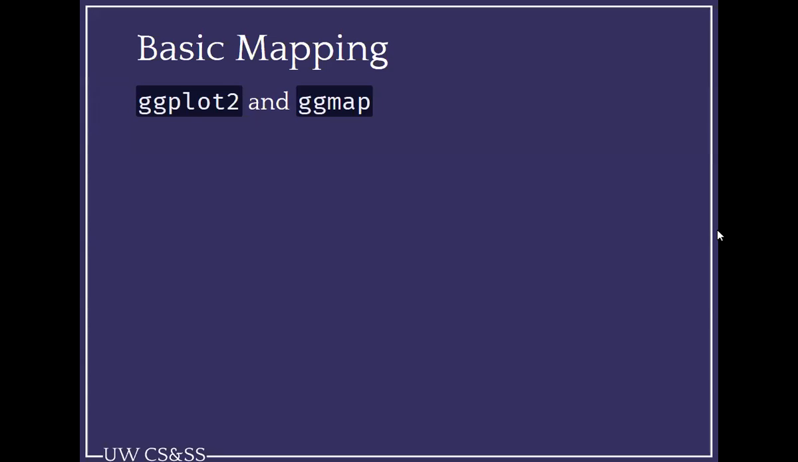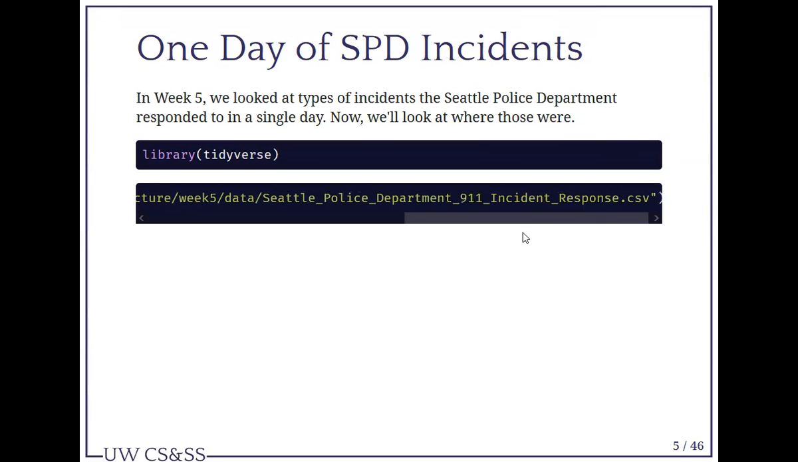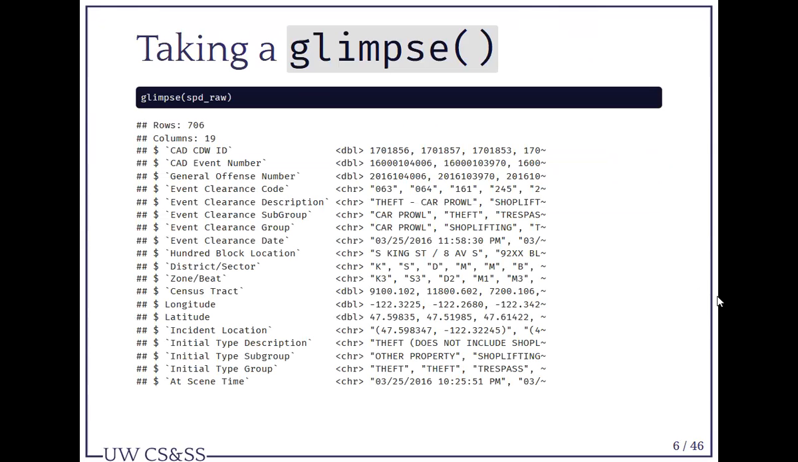Let's talk about some basic maps. So I'm going to use that one day of SPD incidence data that we had from week 5 in those slides. We looked at types of incidents the SPD responded to in a single day. Here, I'm just loading in the data from my GitHub. Checking a glimpse of this data, we'll see the key thing for us today is that the longitude and latitude are logged and go to 4 or 5 decimal places, which tells us it's very specific.